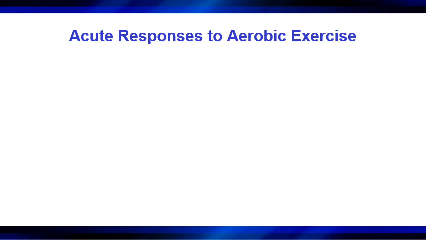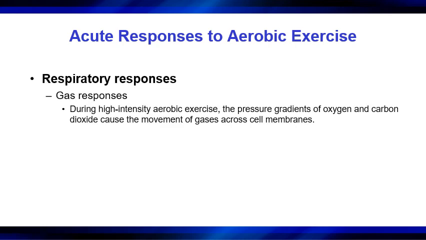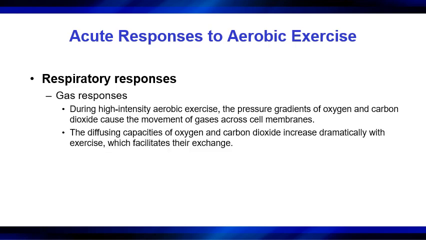So again, still looking at the acute responses, the respiratory responses. During higher intensity aerobic exercise, the pressure gradients of oxygen and carbon dioxide cause gases to move across cell membranes. And again, we're going to need that in order for our cells to get oxygen. The diffusing capacity of oxygen and carbon dioxide increase dramatically with exercise, which facilitates their exchange. So obviously there's going to be much more taking place. During aerobic exercise, there are large amounts of oxygen diffusing from the capillaries into the tissues. That's where that diffusion takes place.